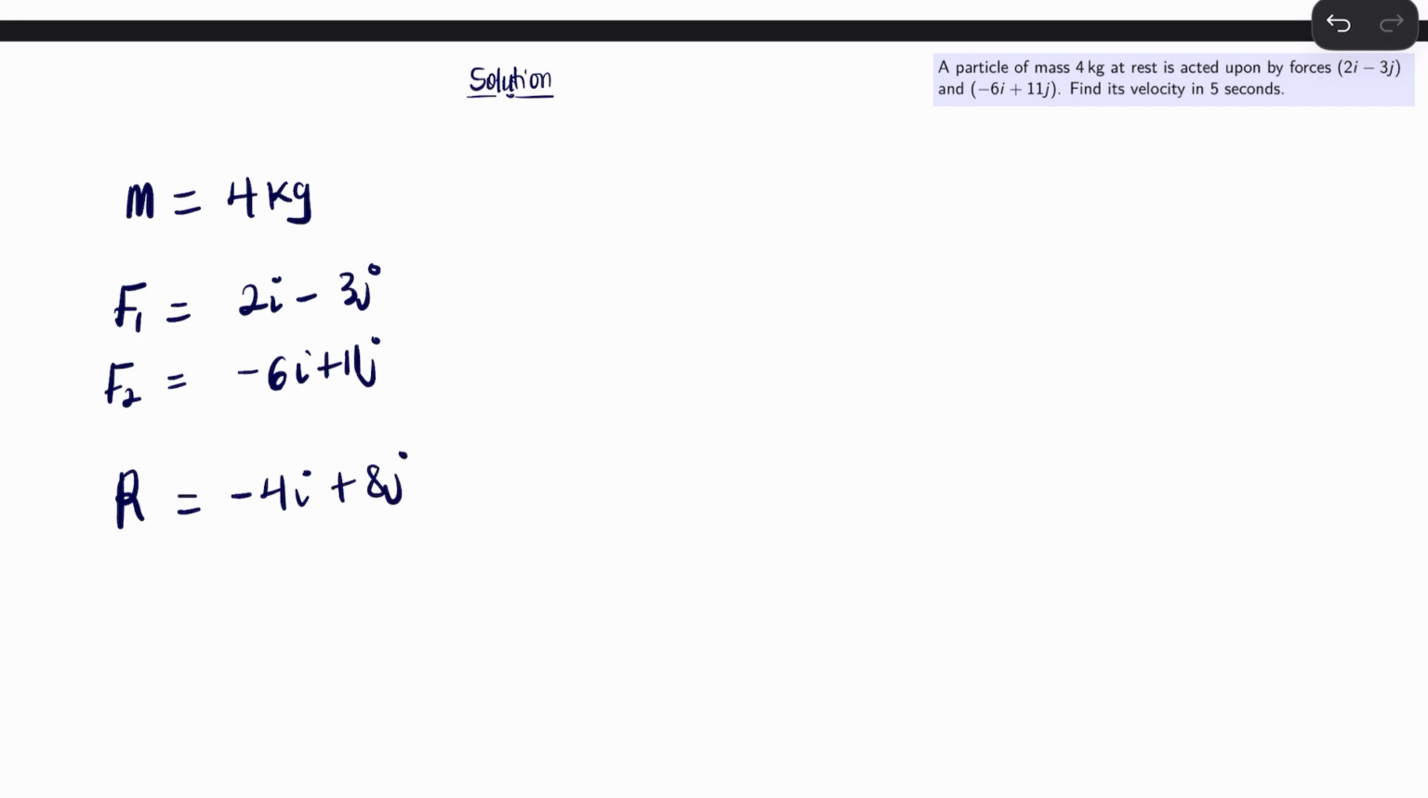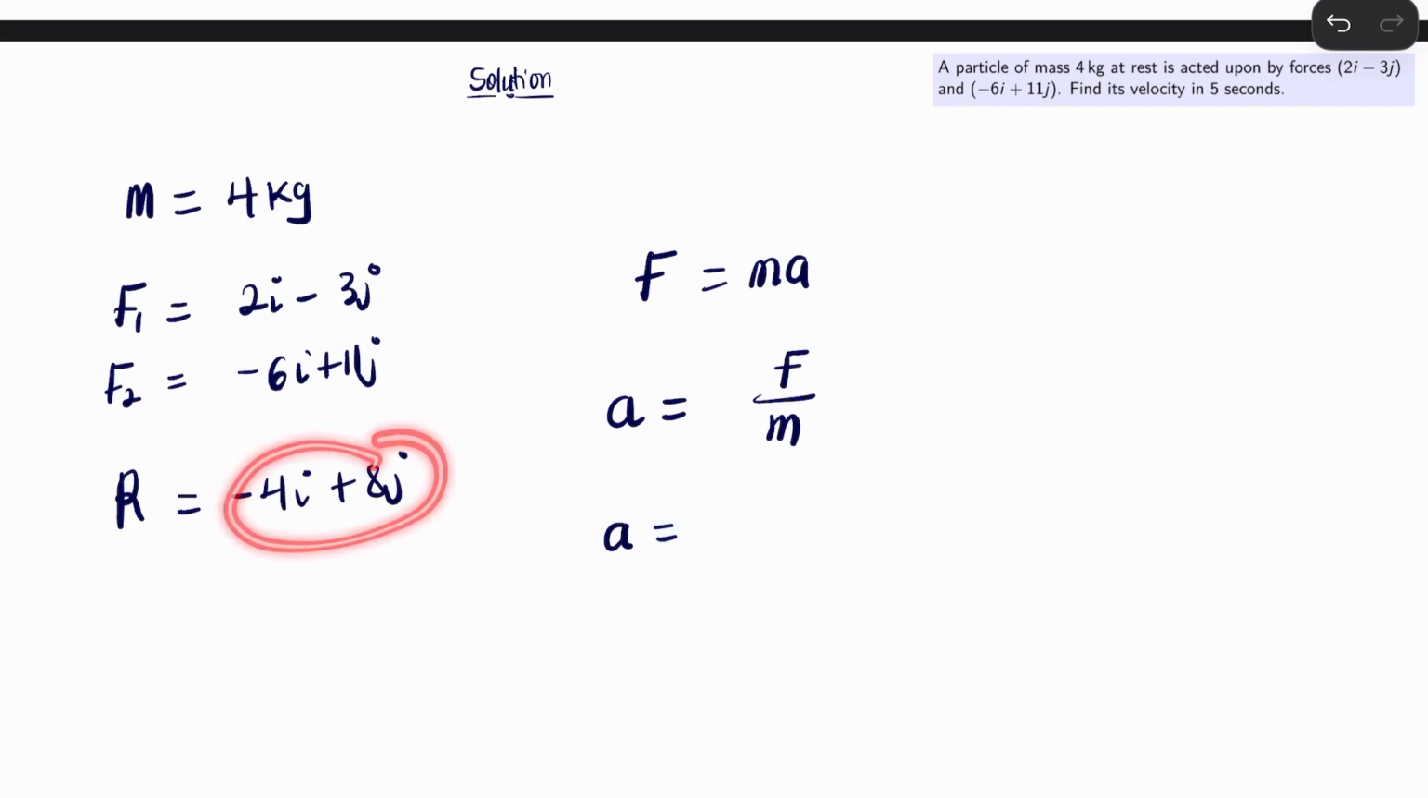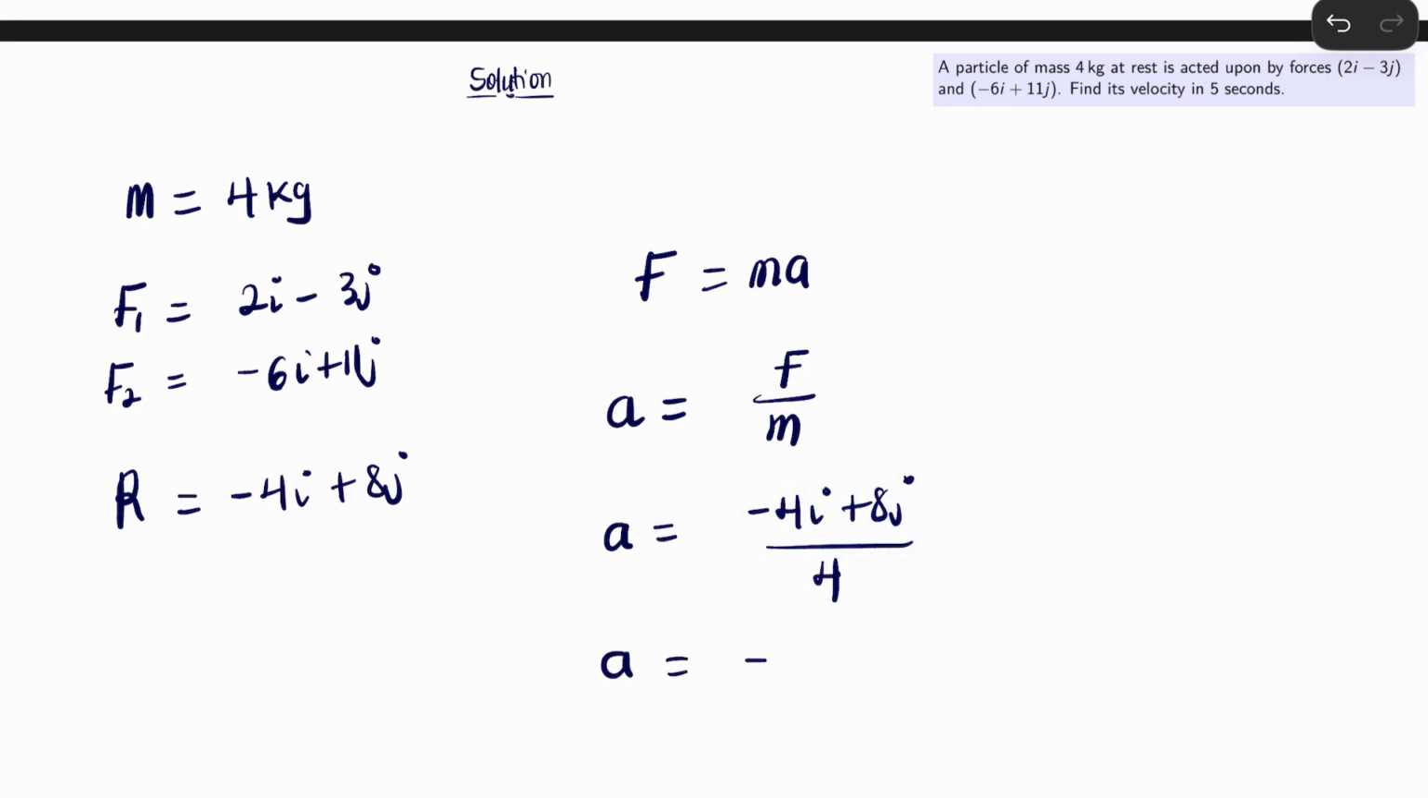So once we have the resultant force, we can compute the acceleration, right? F is equal to ma. Now we have the mass, and so the acceleration is F divided by m. So we have a is equal to the resultant force, that's this here, minus 4i plus 8j divided by 4. And so the acceleration is minus i plus 2j.